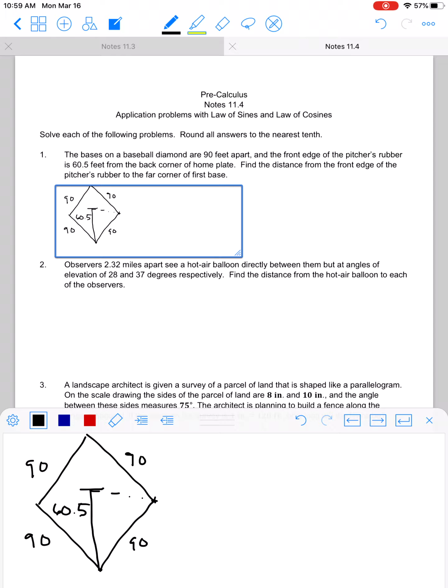And they want to know how far it is from the edge of the pitcher's rubber to the far corner of first base. So here's our triangle. Now remember, if these are congruent sides, then our angle is going to be 45 because those are congruent triangles. And then looking at our 60.5, our 90, and our 45, this is SAS, which means law of cosines.